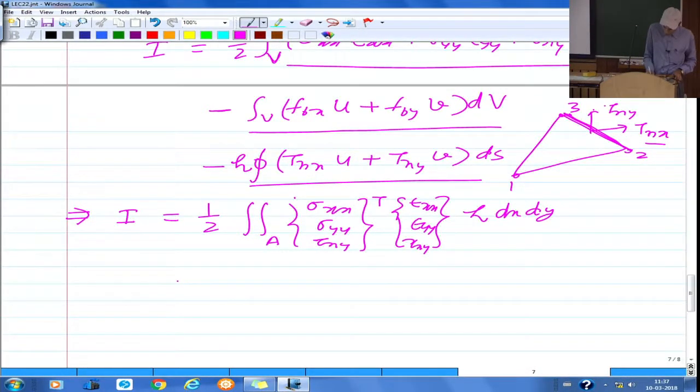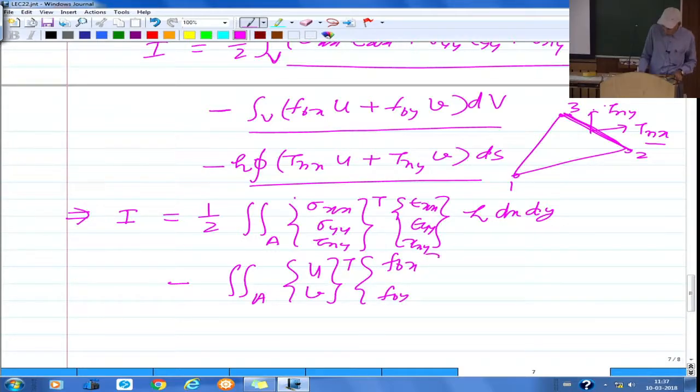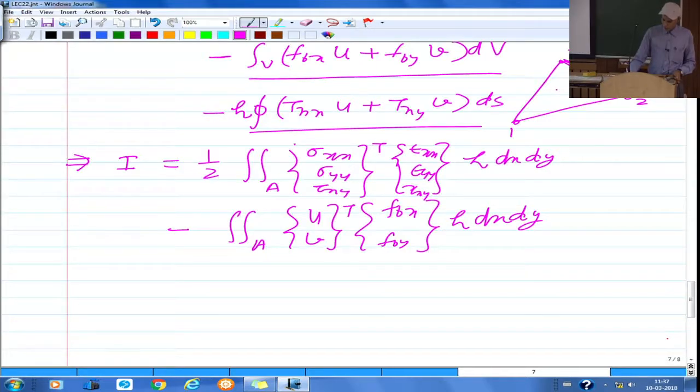So this is the first part, and the second I can also write, again as a volume integral. I can say that as integration over area, with u and v transpose into the body forces fbx, fby, and here you have h dx dy. dv, that is the differential volume, is written as thickness times dx dy. So you take a small area here, this is dx, this is dy, and into h gives you the differential volume. And the last term is minus integration over the entire boundary of the element.